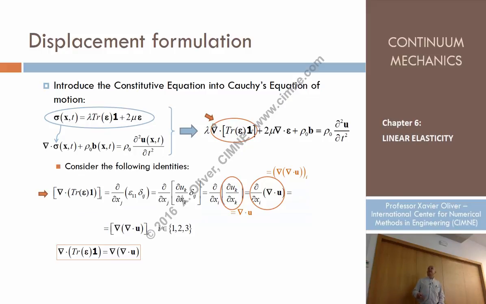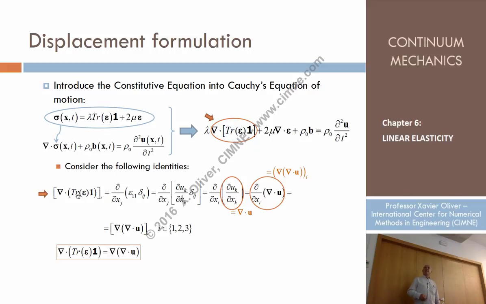If now I consider that term here, for instance, and that term here, I replace in the strains the displacements, after same operations, I find out that the divergence of the trace of epsilon times 1, at the end of the day, is an operation that can be done in index form, and you can check it.